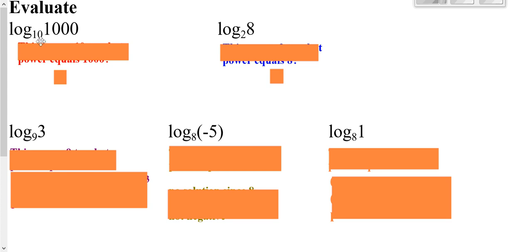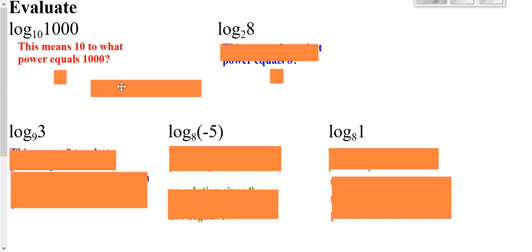So we need to evaluate this. This means 10 to what power is 1,000? Well, you should know that 10 cubed is 1,000, so this whole thing equals 3. So this means 2 to what power is 8? Well, 2 to the third power is 8, so this whole thing here equals 3.